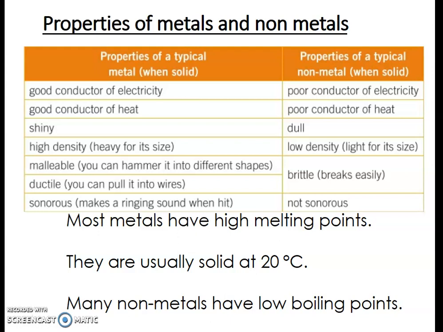Non-metals are usually the opposite to your metals, so they're poor conductors of electricity and heat, so things like oxygen and boron on the right hand side of that periodic table. They're dull, so they're not shiny to look at. Low density, so it's light for its size. It breaks very easily and it's not sonorous, so if you hit it, it'll typically break, it won't make a ringing sound. Most metals also have high melting points and they're usually solid at 20 degrees C. Many non-metals though have low boiling points, so that's why they're typically gases at room temperature.